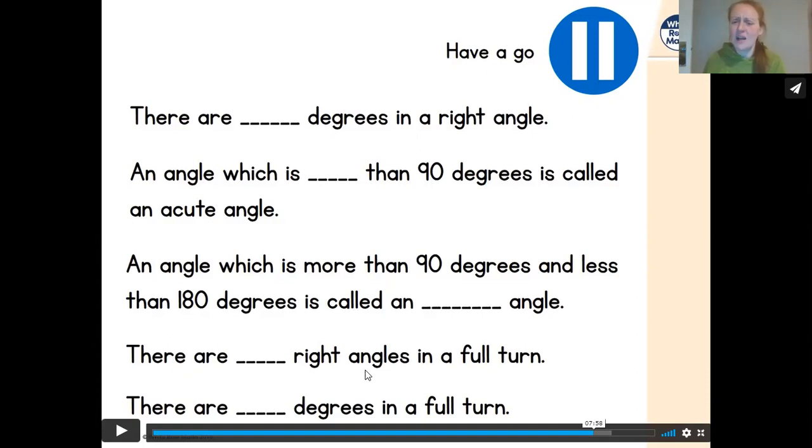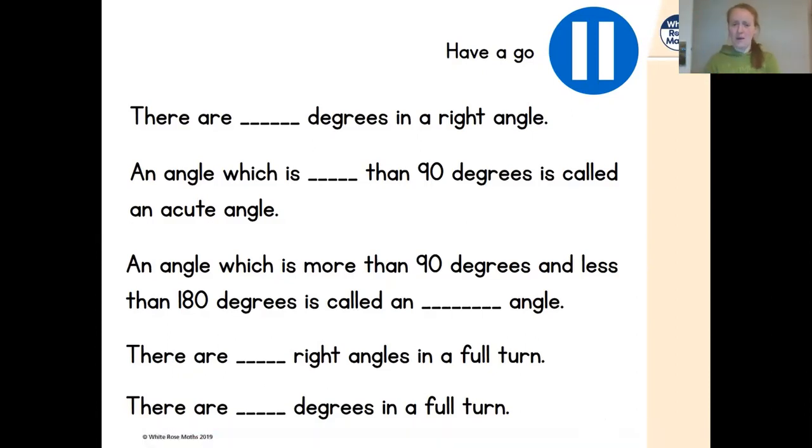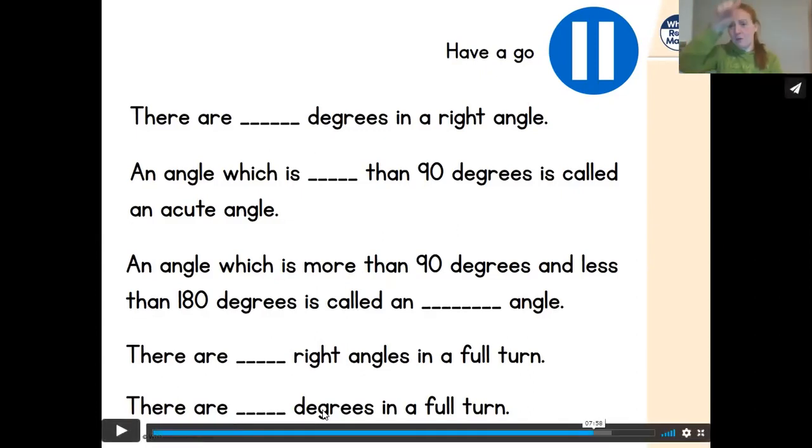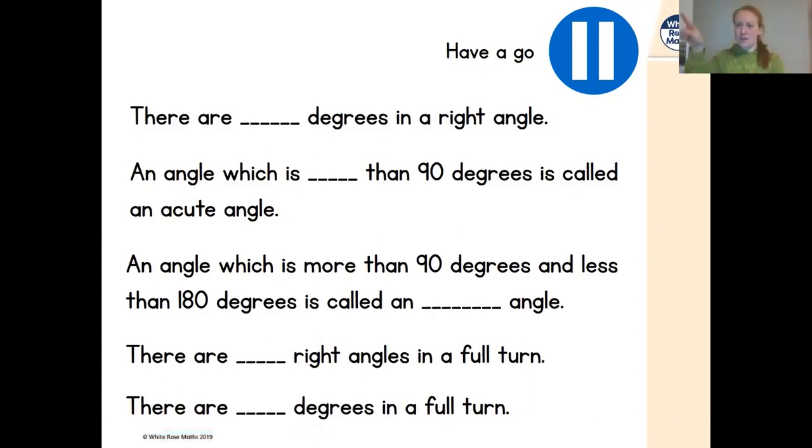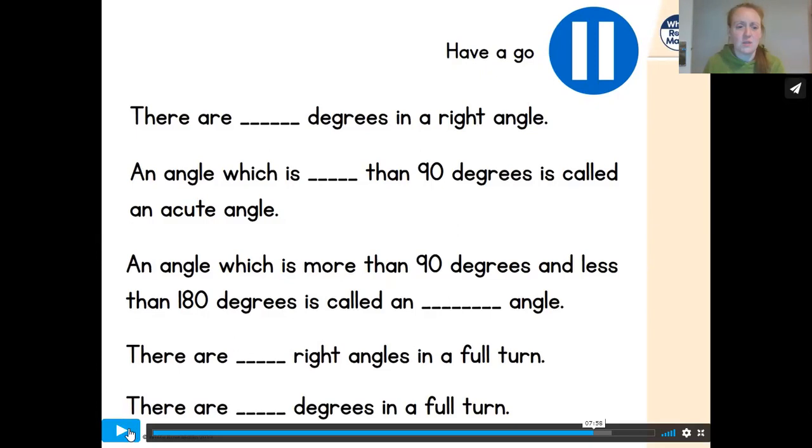There are how many right angles in a full turn? Can you remember how many right angles were in a full turn? We did this yesterday as well. 4 right angles in a full turn. And then in a full turn, can you remember the degrees in a full turn? It's quite a large number. Well done if you remembered. 360 degrees in a full turn.